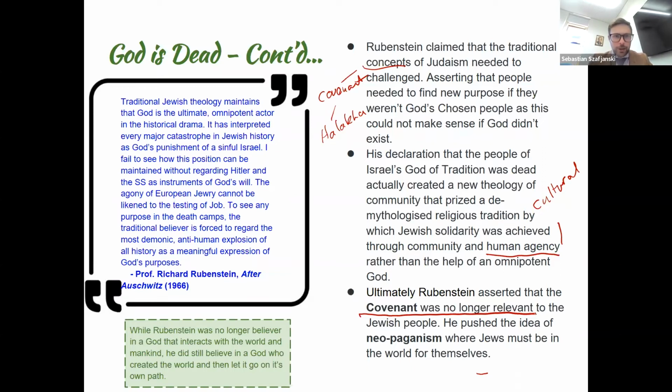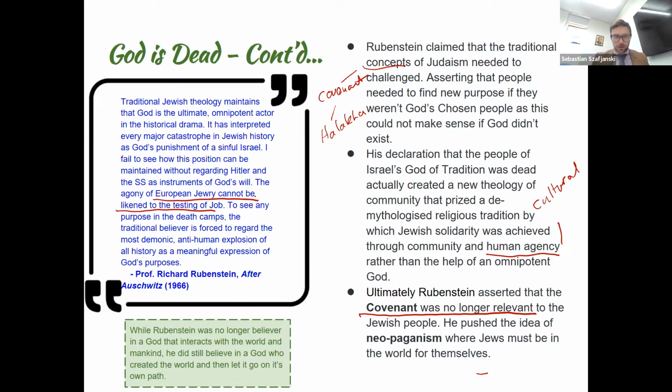We've got a quote here about all these different ideologies and the idea that the European Jewry cannot be likened to the testing of Job. So the idea that, before, suffering had some sort of purpose. If we remember, the book of Job in the Tanakh looks at a man suffering, but suffering for God's sake. And now suddenly Rubinstein is saying that that's no longer something that Jewish people can link to because of this amazing suffering.